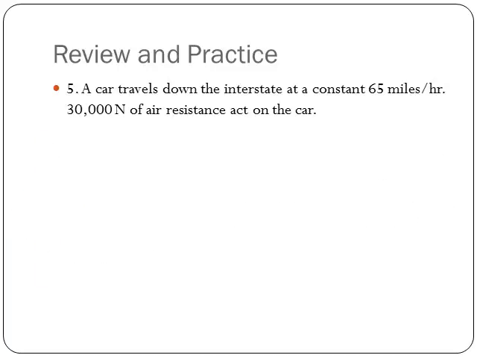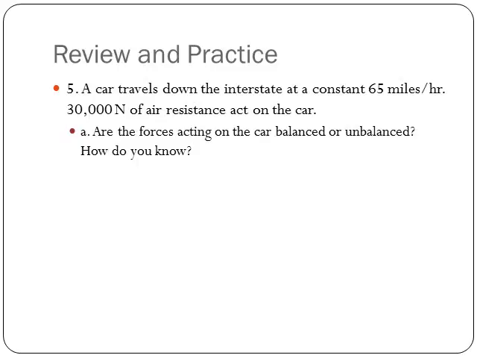This is the last review and practice question here. We're told a car travels down the interstate at a constant 65 miles per hour. 30,000 newtons of air resistance act on the car. There are two questions. Question A, are the forces acting on the car balanced or unbalanced? How do you know? And question B, how much traction must be pushing the car forward? So pause the video, see if you can answer this.